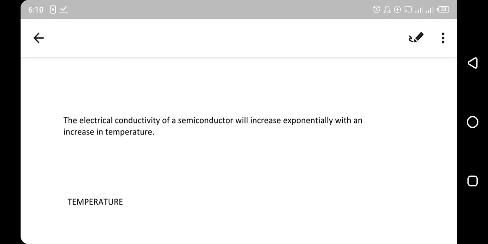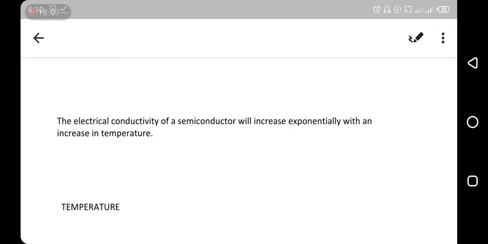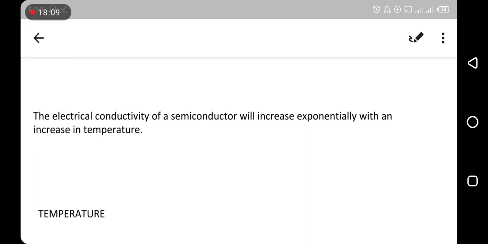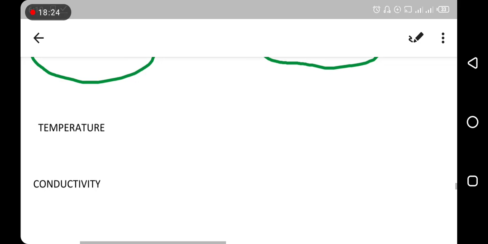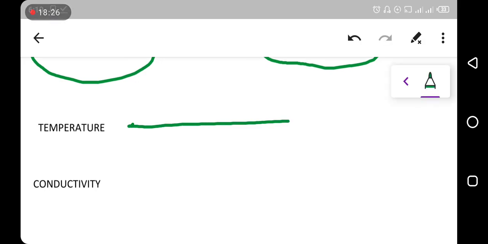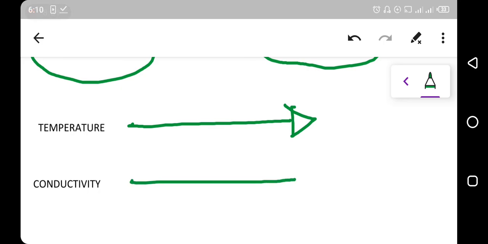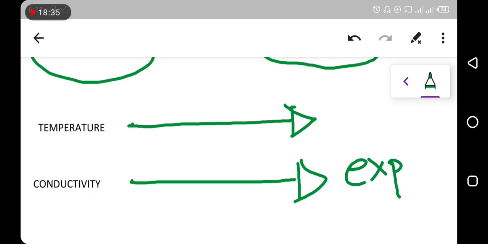Another thing: the electrical conductivity of a semiconductor will increase exponentially with increase in temperature. For semiconductors it is different from conductors. If the temperature increases, the conductivity also increases exponentially. So this is for semiconductors.